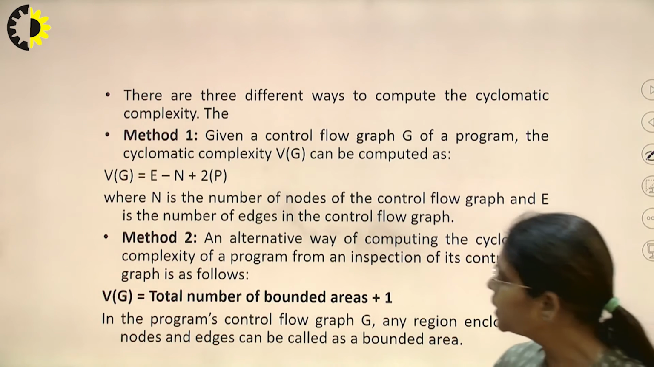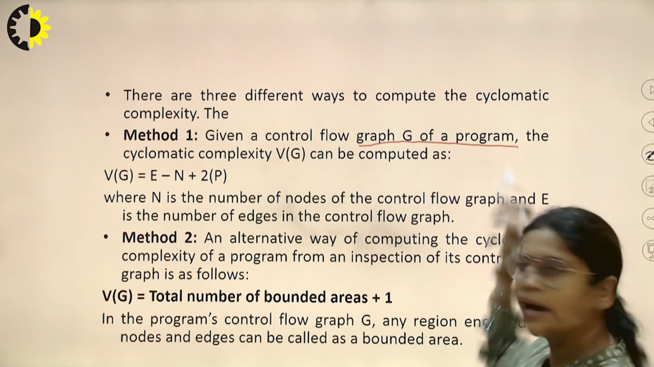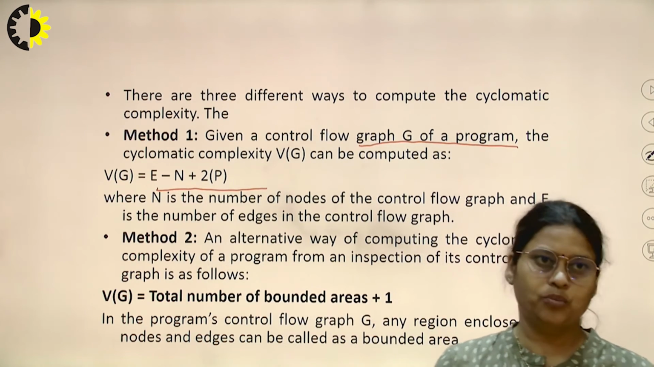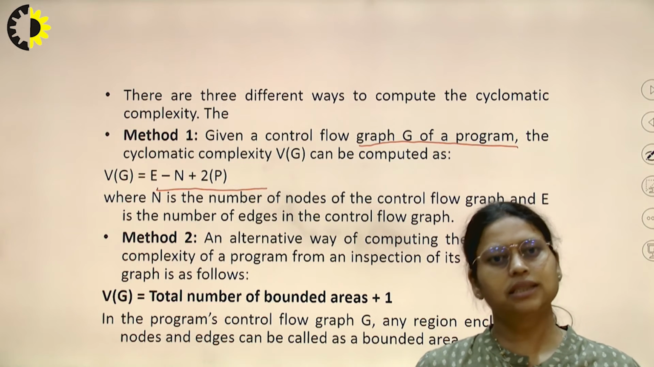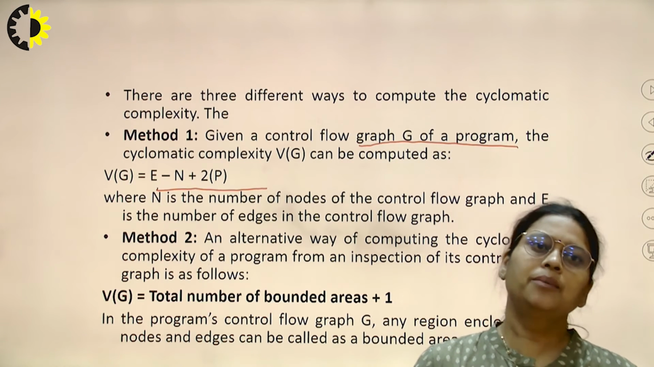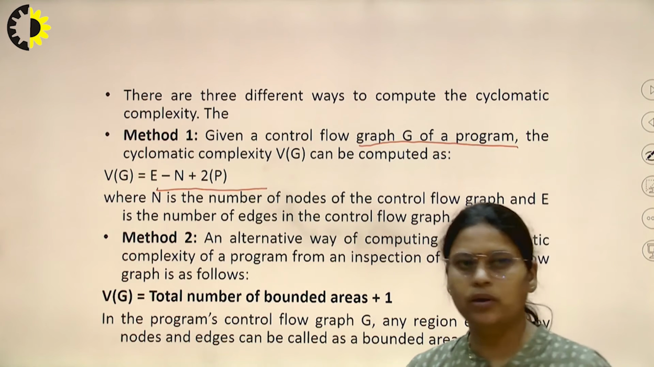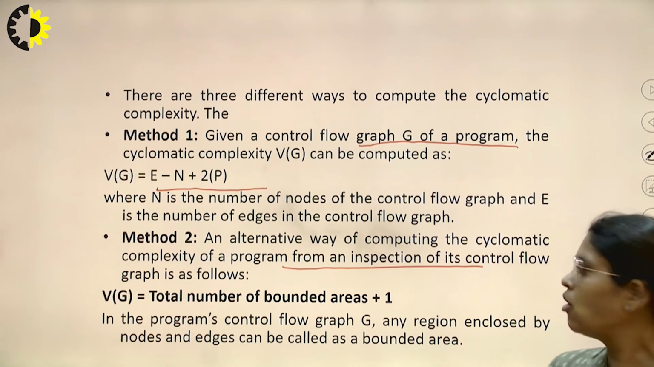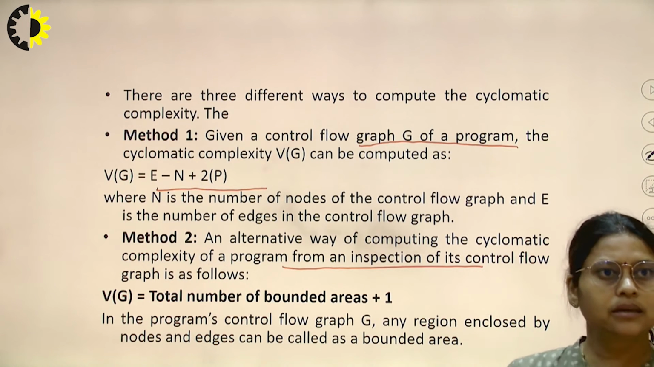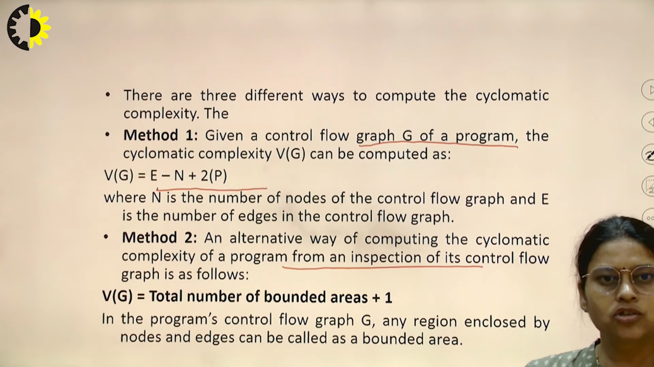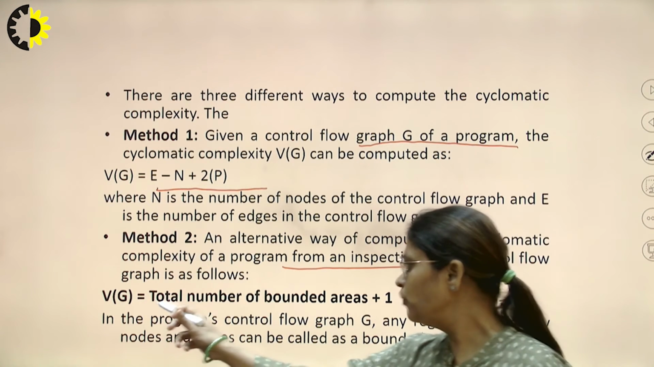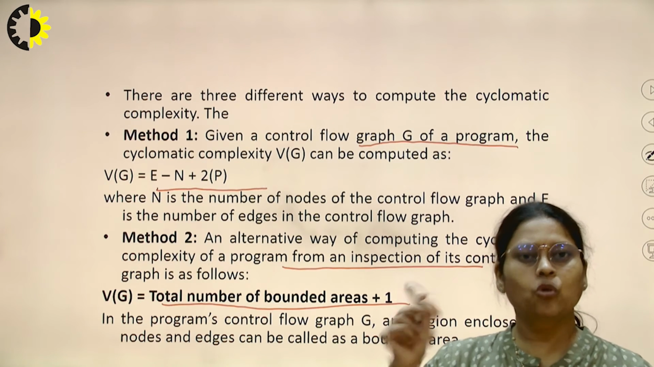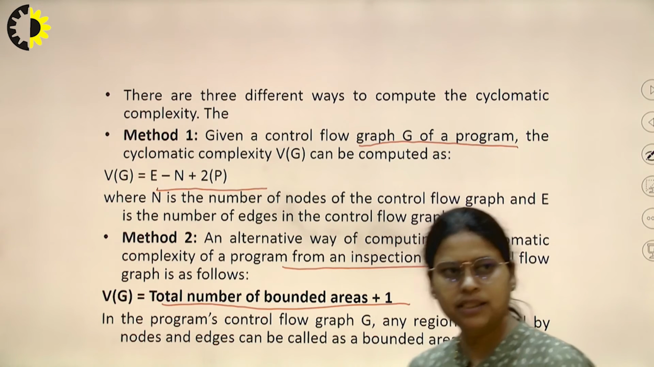The first method defines that if we have a control flow graph, then the complexity is V(G) = E - n + 2p, where E is the total number of edges, n is the total number of nodes, and p is the number of connected components in the program. Now we apply method 2. It is an alternate way of computing the complexity of a program from inspection. V(G) is equal to the total number of bounded areas plus 1. It means the total number of closed loops plus 1 in the CFG.